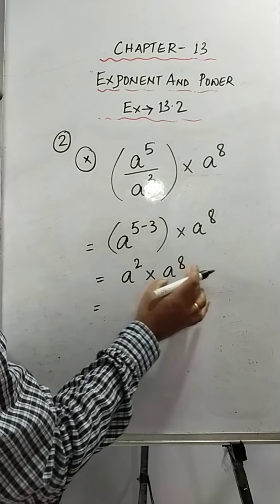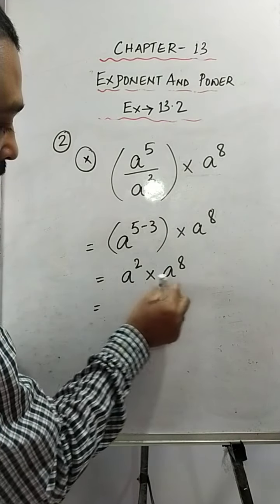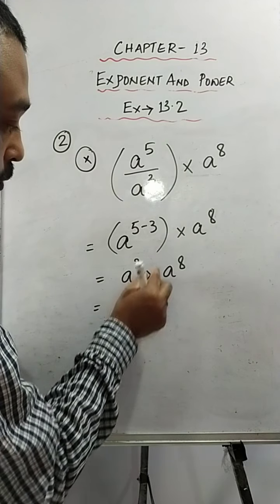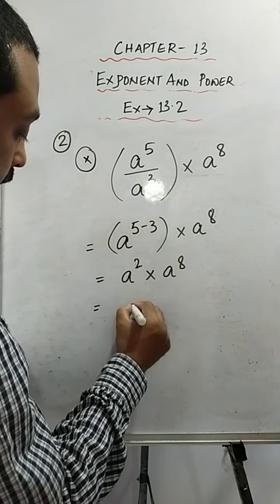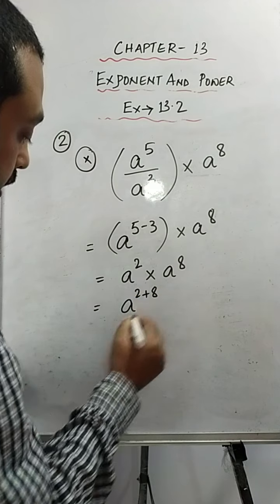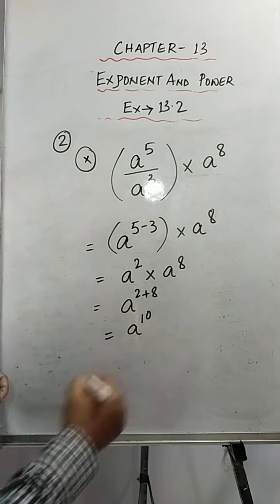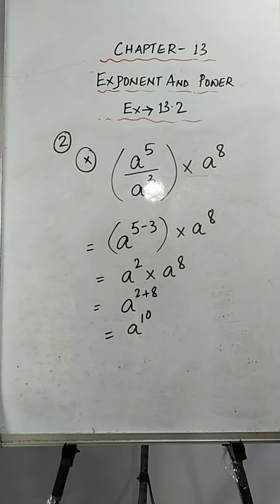Now again these two exponential values are carrying the same base and they have a multiplication sign in between. So what do we do with the powers? We add. So that means 2 plus 8. So your final answer is a to the power 10. Okay, so it is very easy. Now let's do sum number 11.